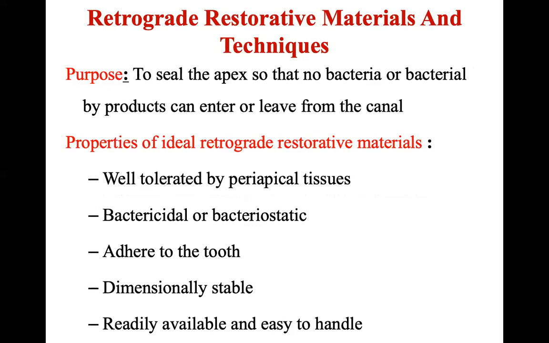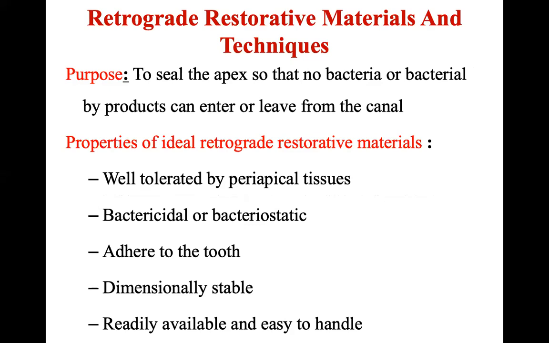Retrograde restorative materials. Now, since you have created a cavity just like you do for amalgam and composite, you have to put a material, an apical restorative material. This also comes as a short note for you. So this material is required, as you understand, to seal the apex.